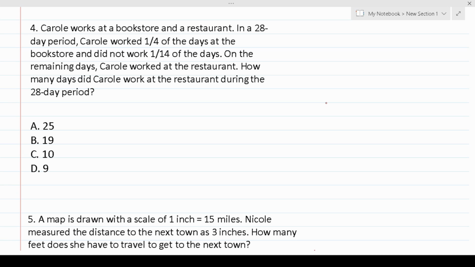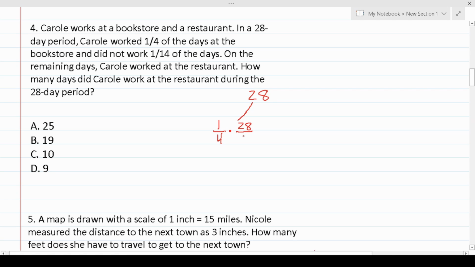Okay, so this one can be challenging, but we're just going to do some very basic math to figure it out. Again, we have a 28-day period in which she either works at the bookstore, doesn't work, or works at the restaurant. We're told that 1/4 of the days she works at the bookstore. So to figure out how many days that is, we can take 1/4 and multiply that by 28. This turns out to be pretty easy to do. Again, we're multiplying a fraction by a whole number, notably 1/4 by 28.